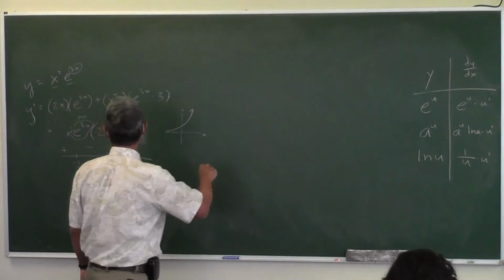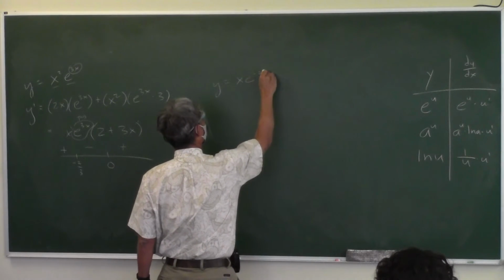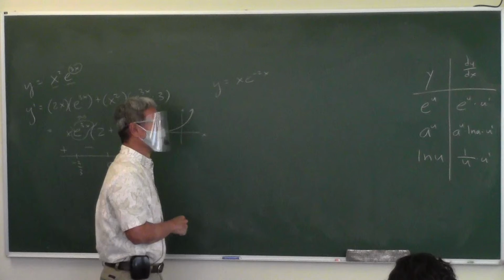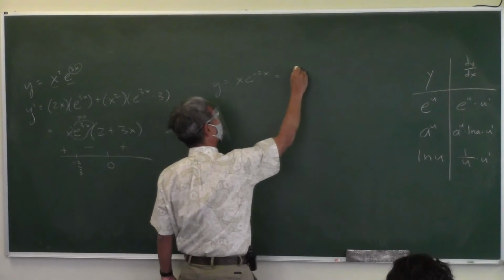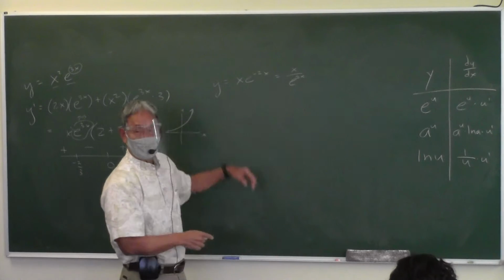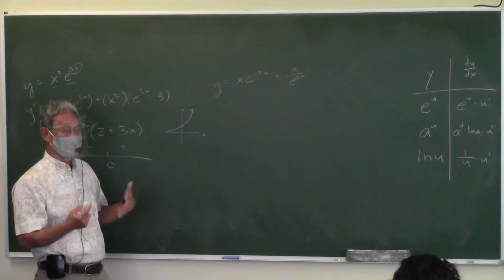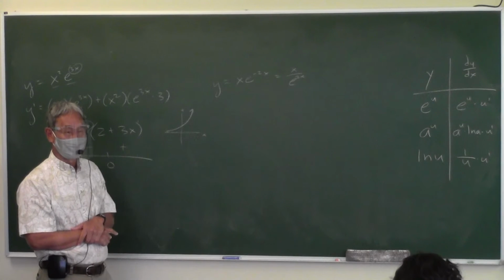Okay, what if you saw something like this? y equals x e to the negative 2x. Now, do I want to change it to this and use the quotient rule? Or do you think it's better to use the product rule? Well, either way, it doesn't matter. But by now, you guys have your favorite, right?